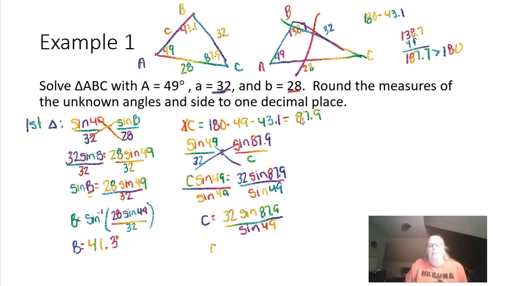Let's put this in our calculator and see what we get. This is going to give me 42.4 when we round off to 1 decimal place. And now our triangle has been solved.